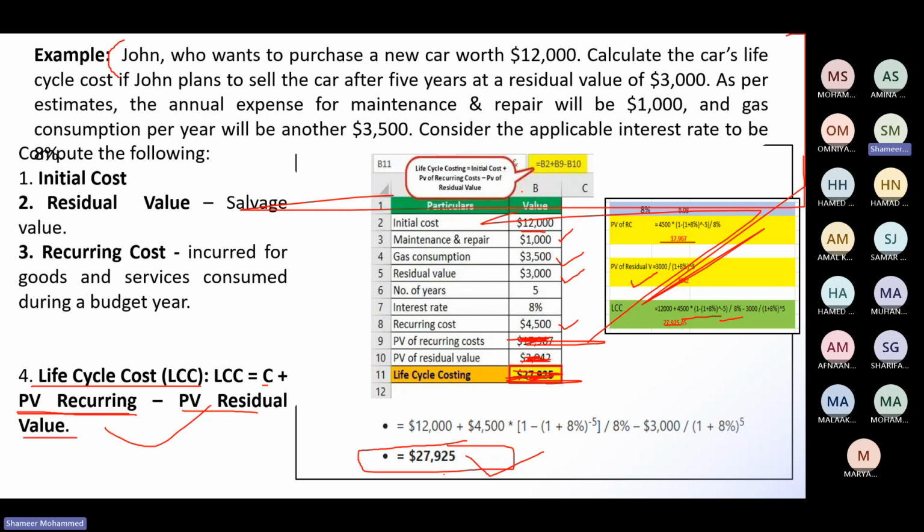Is this clear, all of you? Yes, you have to use the calculator and calculate it. See, this one has the power of -5 here.